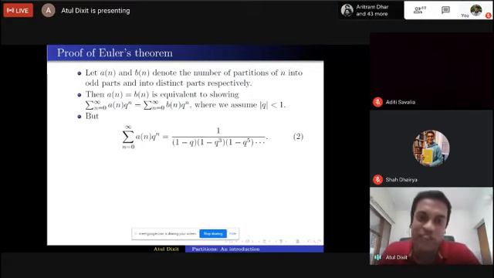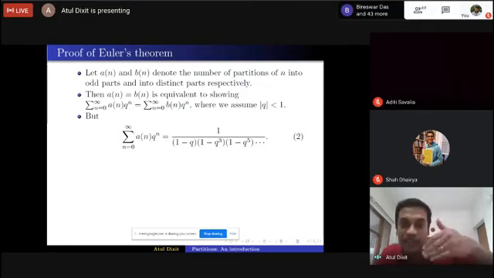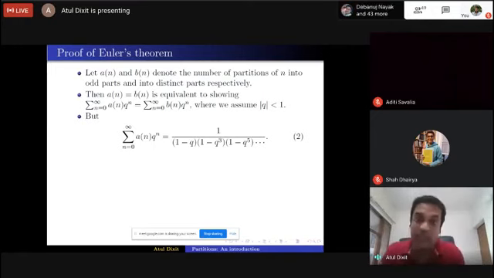So if I look at the generating function of this, that is what is given by equation 2. And why is that? Because you see, I only want partitions into odd parts. So in the denominator, I have deliberately removed 1 minus q squared, 1 minus q to the 4, 1 minus q to the 6, because those are giving me how many times 2 appears in my partition, how many times 4 appears in my partition, and so on. But I don't want even parts. So I'm just putting 1 minus q, 1 minus q cubed, 1 minus q to the 5, and so on in the denominator.